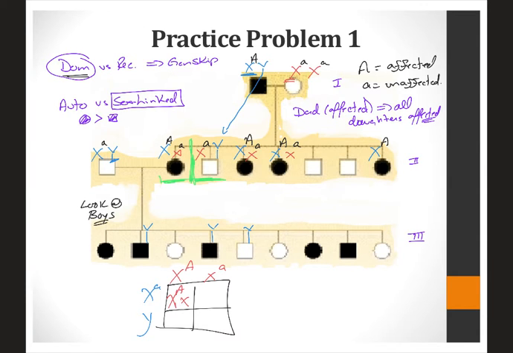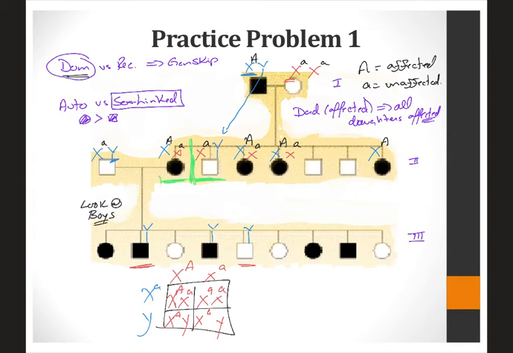And this is where you can start to see these combinations coming through. If I look at the little girls, I'm going to have some that are affected, some that are not. But all the little boys have an option of either being affected or not. And that's exactly what we have. We have some that are affected, some that are not.